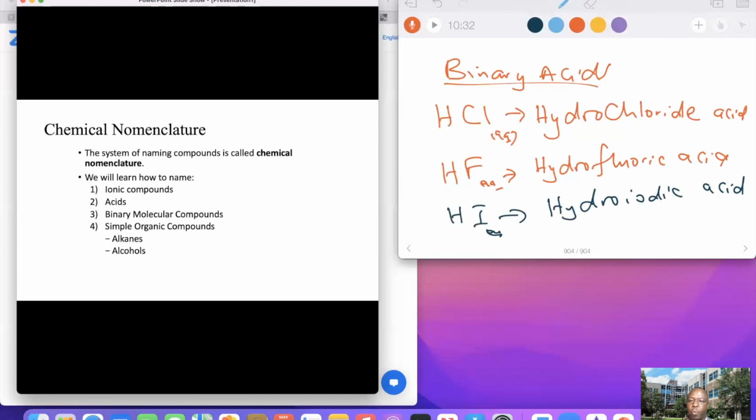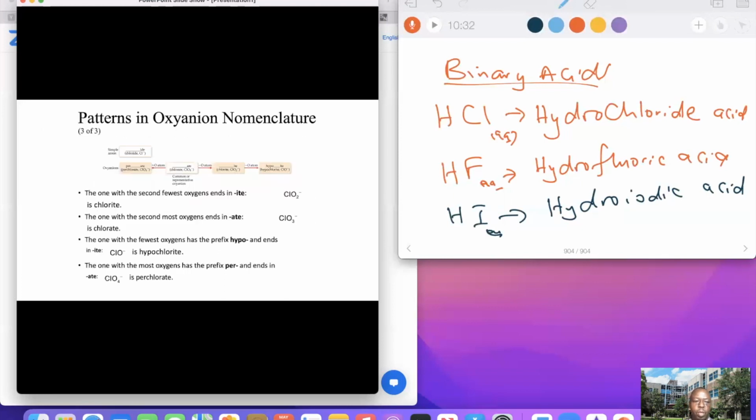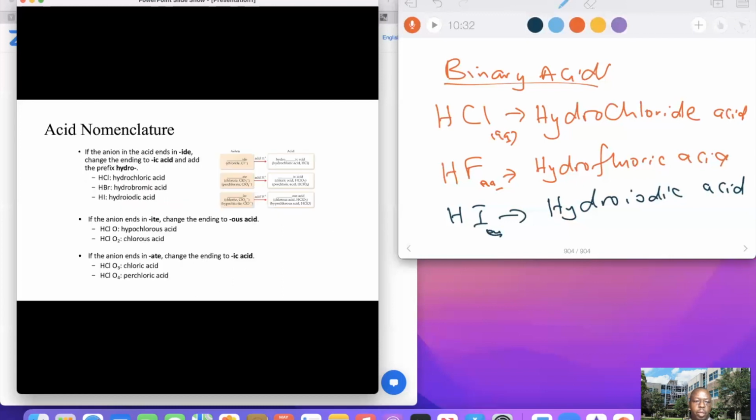For binary acids, we use hydro, okay? We use hydro so that you know how this has been named: hydrochloric acid, hydrobromic acid, hydroiodic acid. We use those.